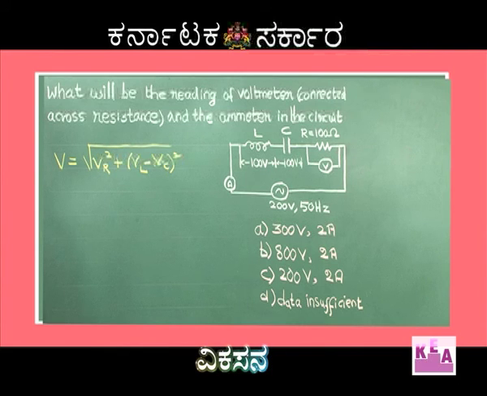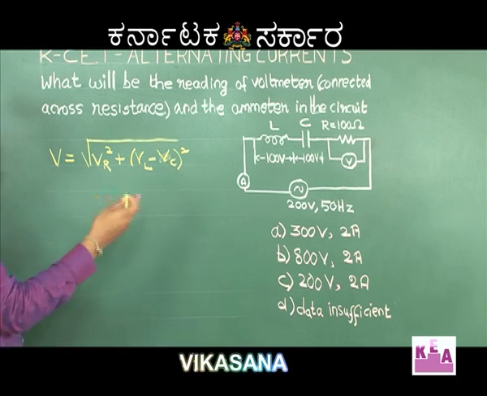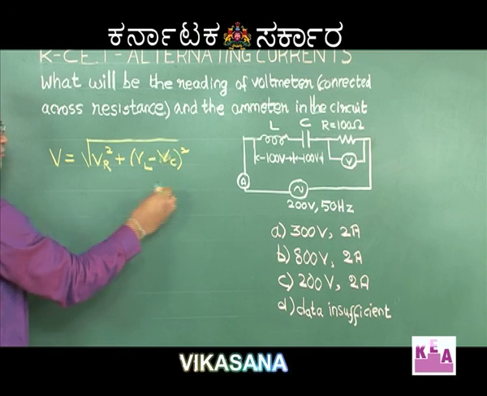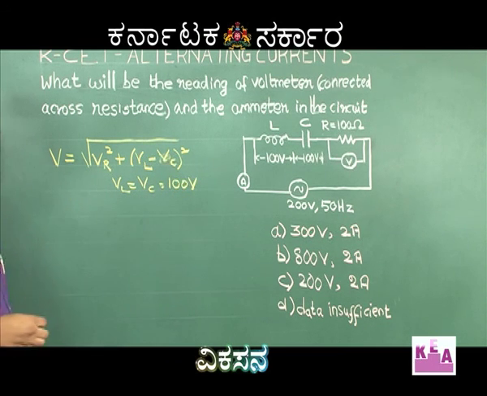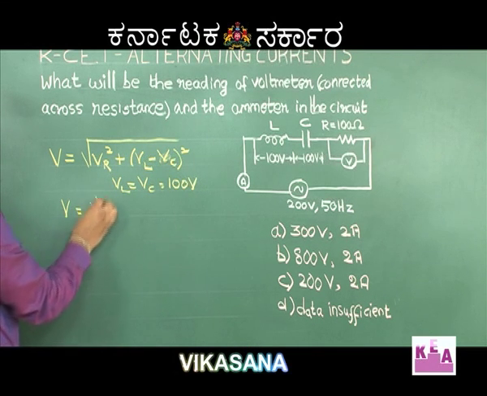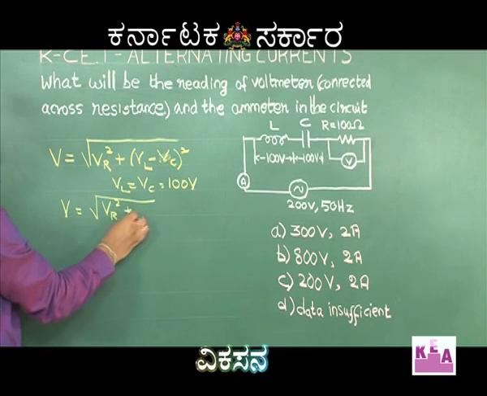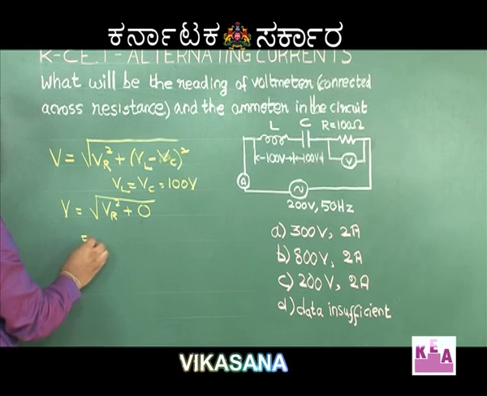The total applied voltage V is equal to root of VR square, the voltage across the resistor whole square, plus (VL minus VC) square. Now in this particular question, VL, the voltage across the inductor is 100 volts, the voltage across the capacitor is 100 volts, therefore VL is equal to VC, which is equal to 100 volts. Therefore, if we substitute this value in the equation, V becomes equal to root of VR square plus 0. Therefore, root of VR square will be VR.